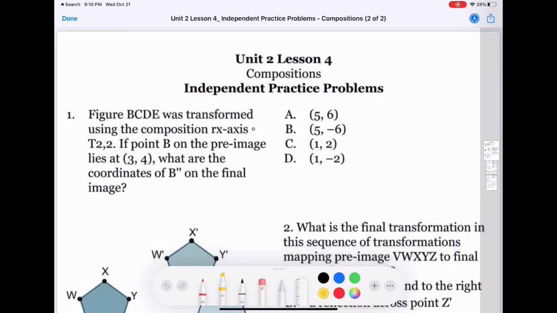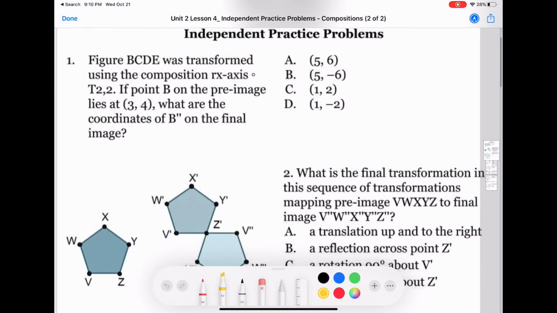I'm now going to review the independent practice problems for compositions that you worked on. Let's look at the first problem. This problem says figure BCDE was transformed using the composition. If point B on the pre-image lies at, what are the coordinates of the image that contains vertex B prime on the final image?